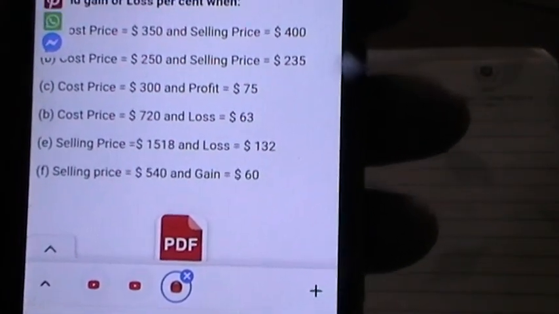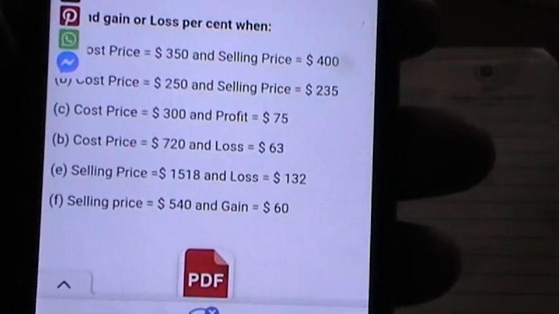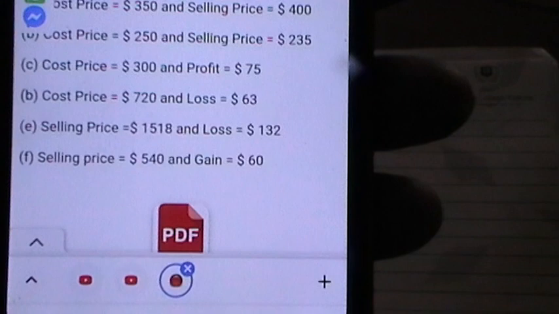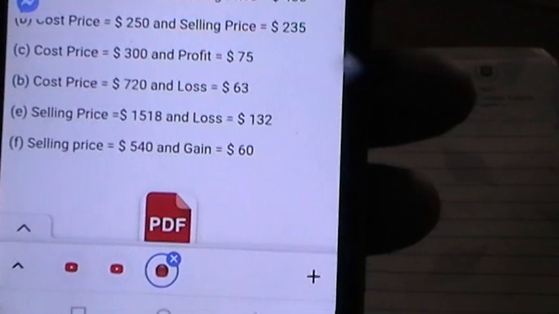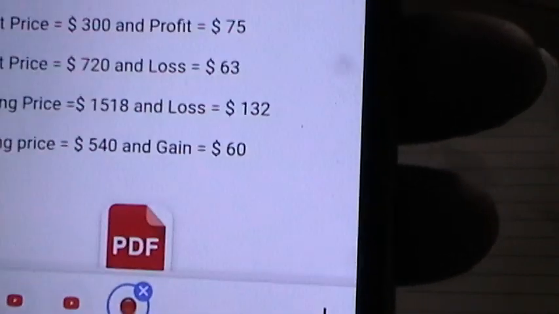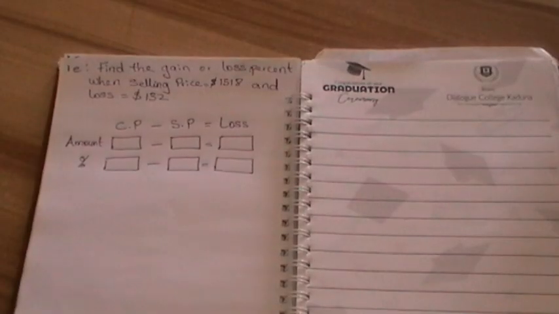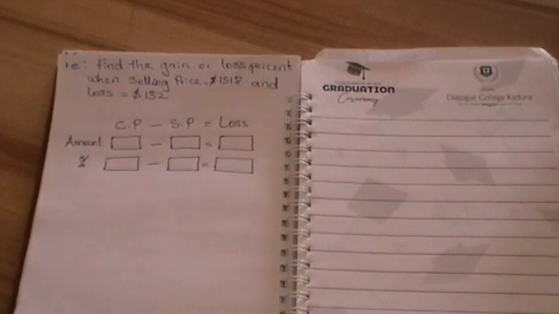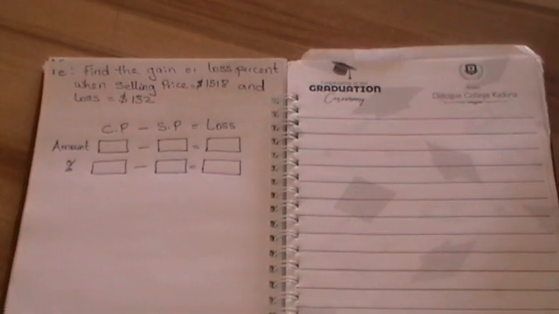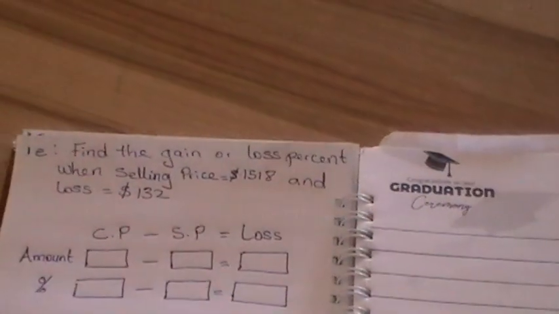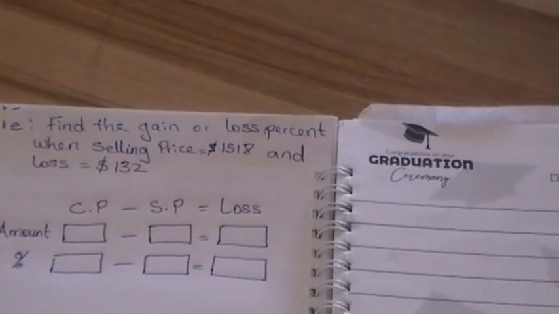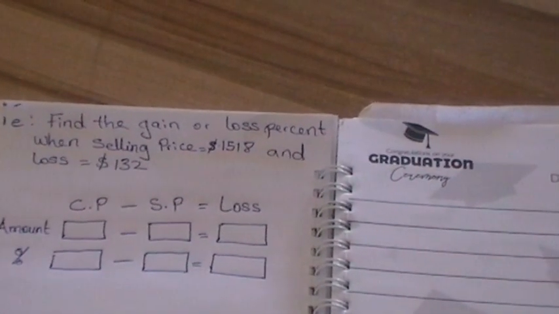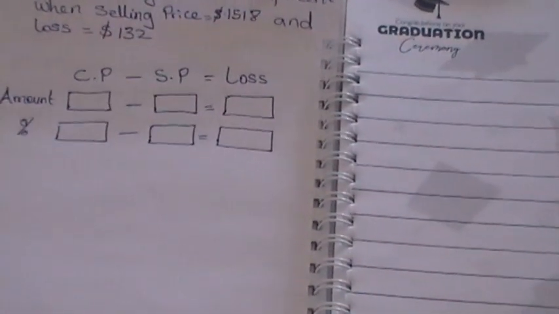We'll be attempting question number 1E. And as you can see here, the selling price is given as 1,518 and the loss is $132. So let's go to the spreadsheet and attempt to answer this question. Taking down the question here, you can see: find the gain or loss percent when the selling price is as stated and the loss is that.